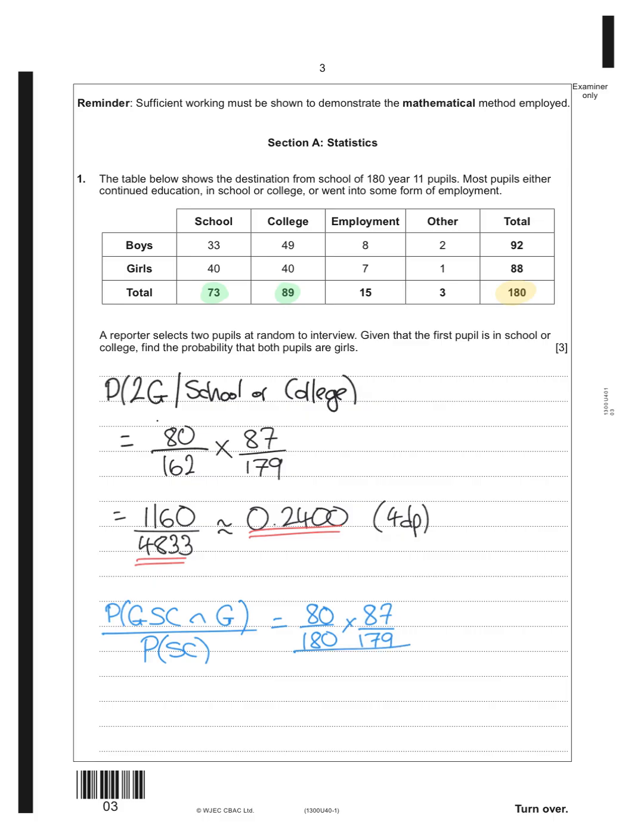And then we need to divide that by the probability that somebody is in school or college, and that's that 162 from the original question out of 180. And so you can see a lot of cancelling is going to go on here. This one here is going to cancel with this one here. And then if you think about it, we've got very similar numbers to what we had before. We've got this 80 divided by 162, multiplied by 87 over 179. And so you can see this is going to give the same answer, no matter which way you do it. Moving on now.